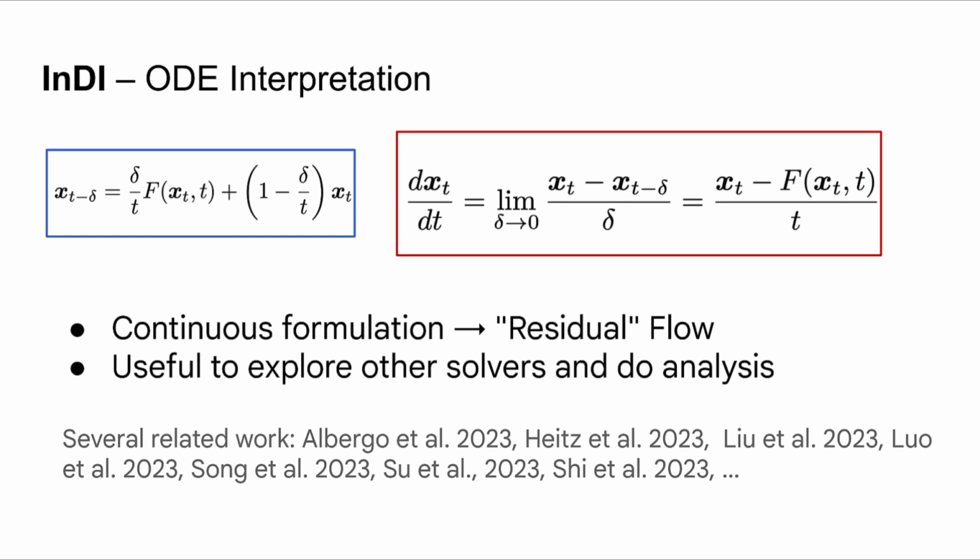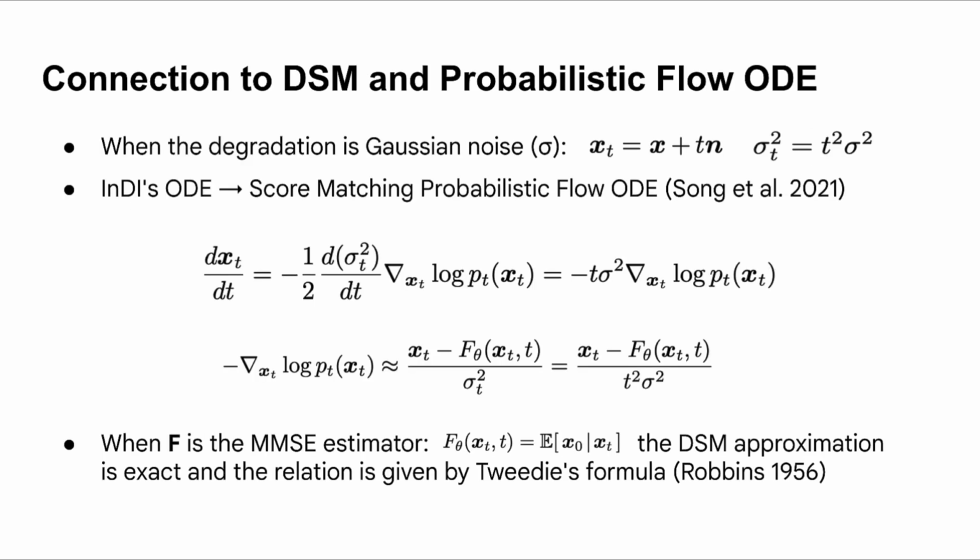InDI is very related to our very recent work that explores ideas on score matching, the probabilistic flow ODE, Schrödinger bridge, and optimal transport. Please check our paper for more information. In the particular case where the degradation is Gaussian additive noise, InDI's ODE boils down to a score matching probabilistic flow ODE. Actually, when f in our model is the MMSE estimate, the denoising score matching approximation is exact and the relation is given by the Tweedie formula.